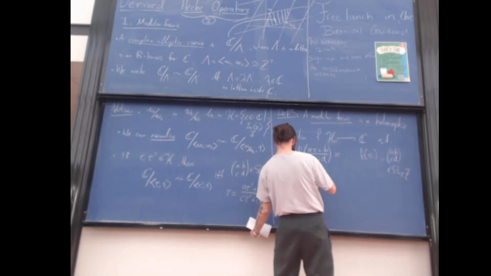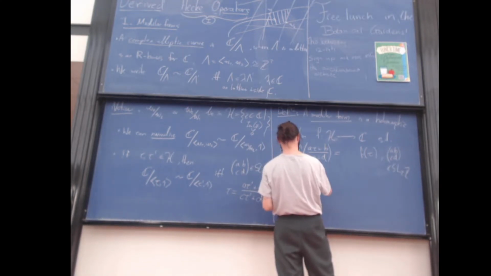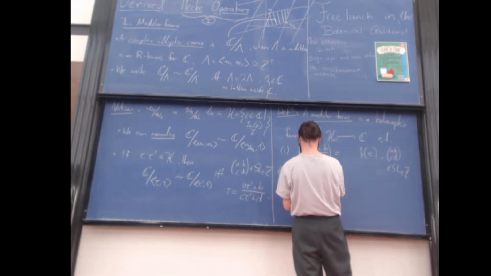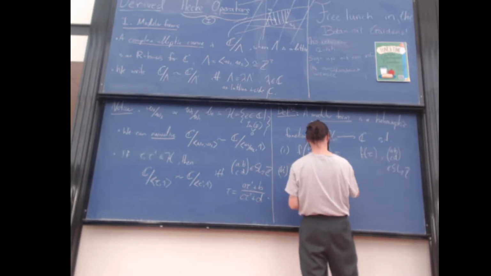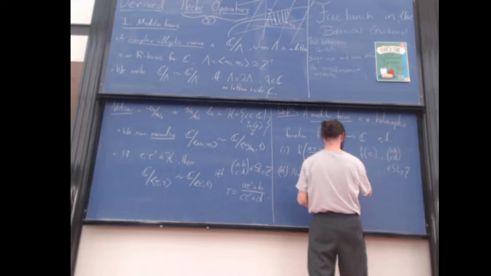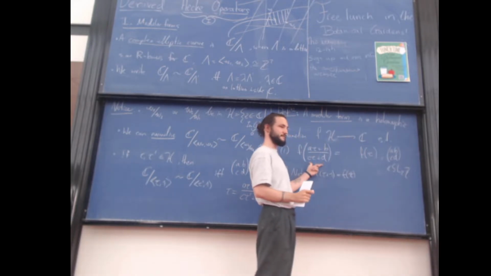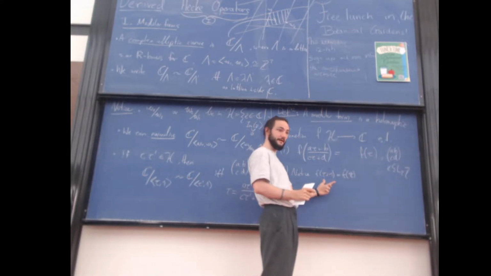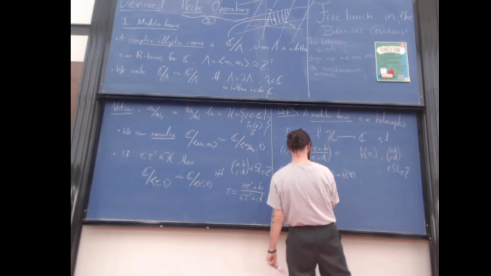And the proper way to say this is to notice that f(tau + 1) is equal to f(tau). That just comes from this equation up here. So this guy is periodic. And now we can rewrite this function as follows.